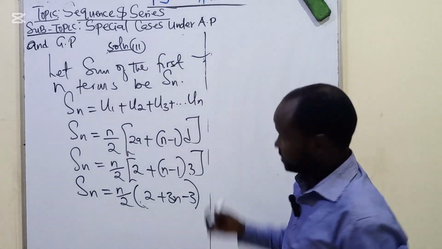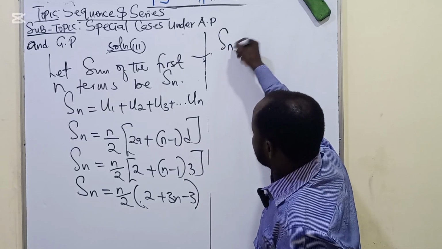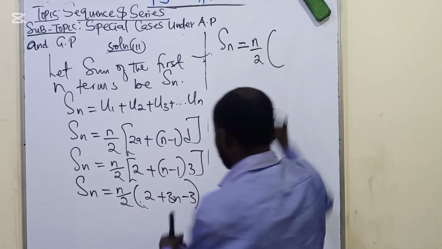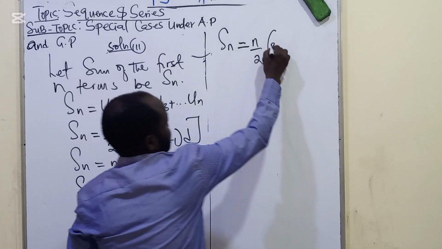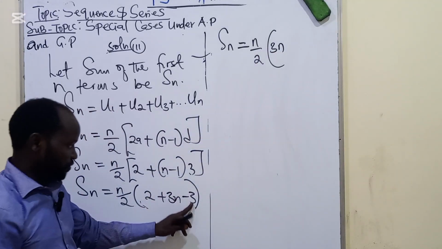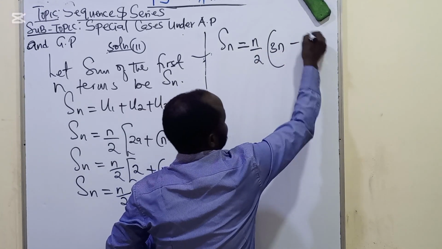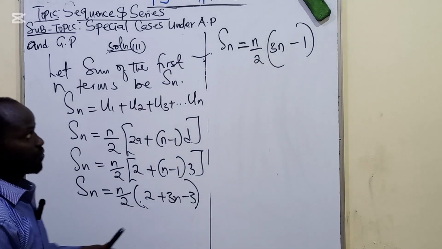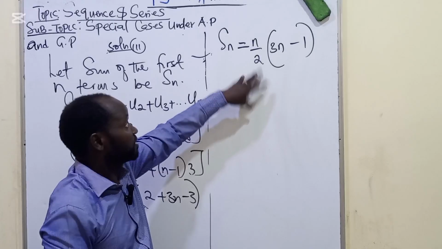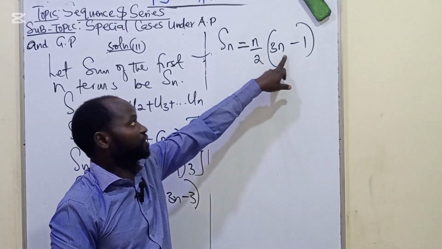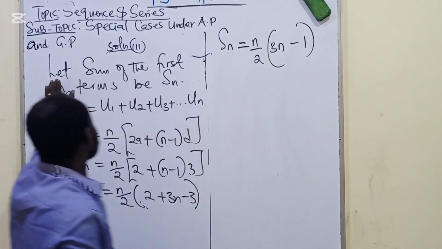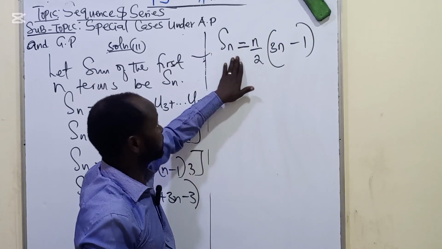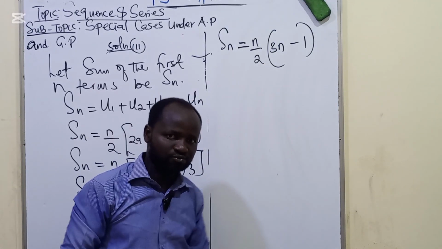I hope we are together. The sum of the first n terms will be n divided by 2, bracket open, we have 3n, then 2 minus 3, that's minus 1. So this will be the sum of the first n terms. We can leave it like this: n divided by 2, bracket open, 3n minus 1. We are asked to find the sum of the first n terms, so the sum of the first n terms will be this. So this is the solution to this question.